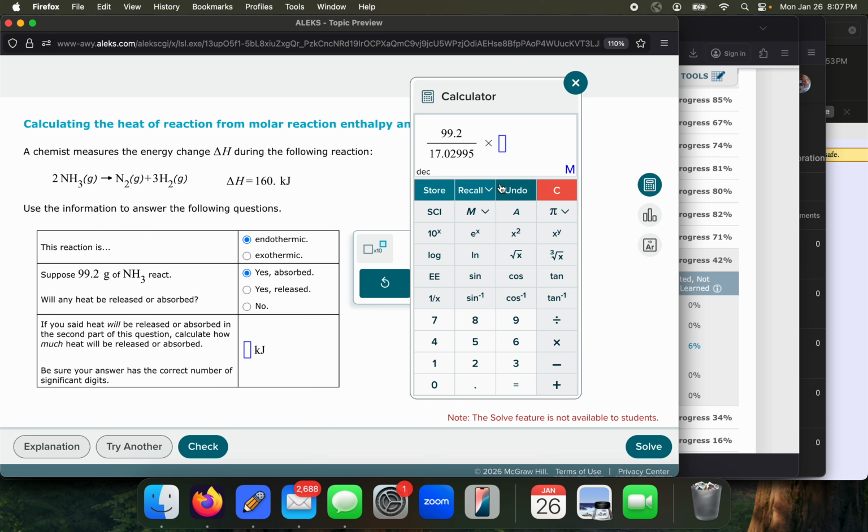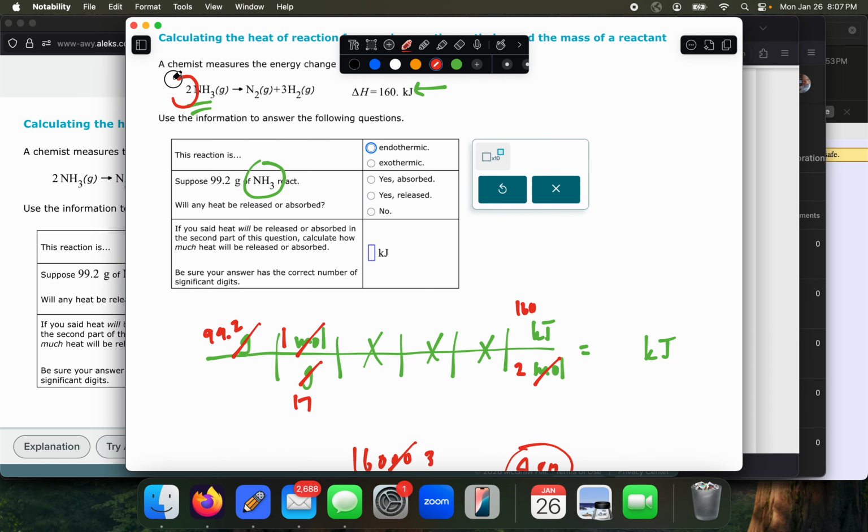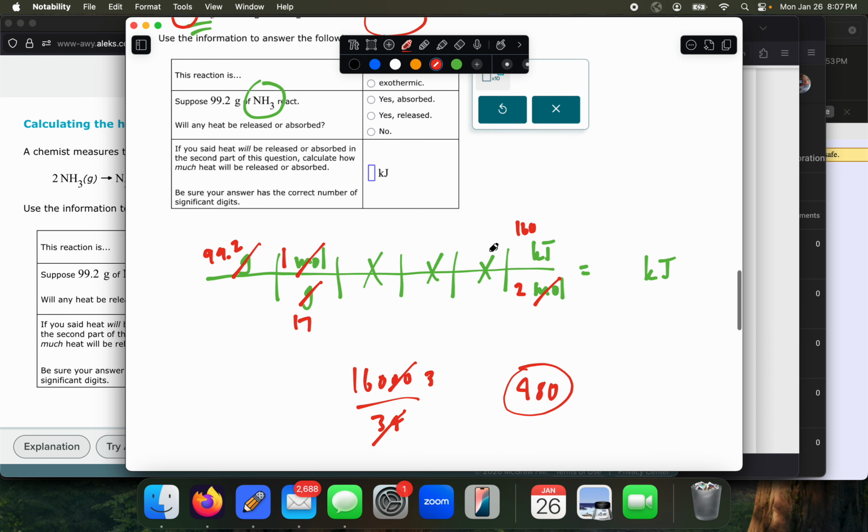times 160. Yeah, it's right there in front of me. And then also on the bottom was 2 moles of ammonia. Let's just go back over there. You see what I did here? 99.2 grams of ammonia. But ammonia is 17 grams per mole of ammonia. And there were 2 moles of ammonia up there, right? 2 moles of ammonia for every 160 kilojoules. So I'm left with kilojoules, and that's what I wanted.